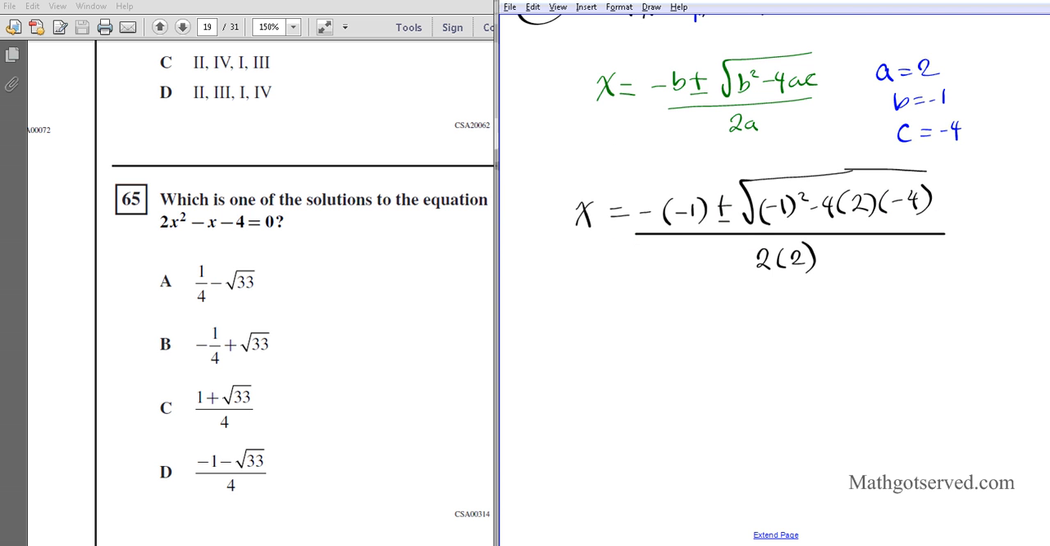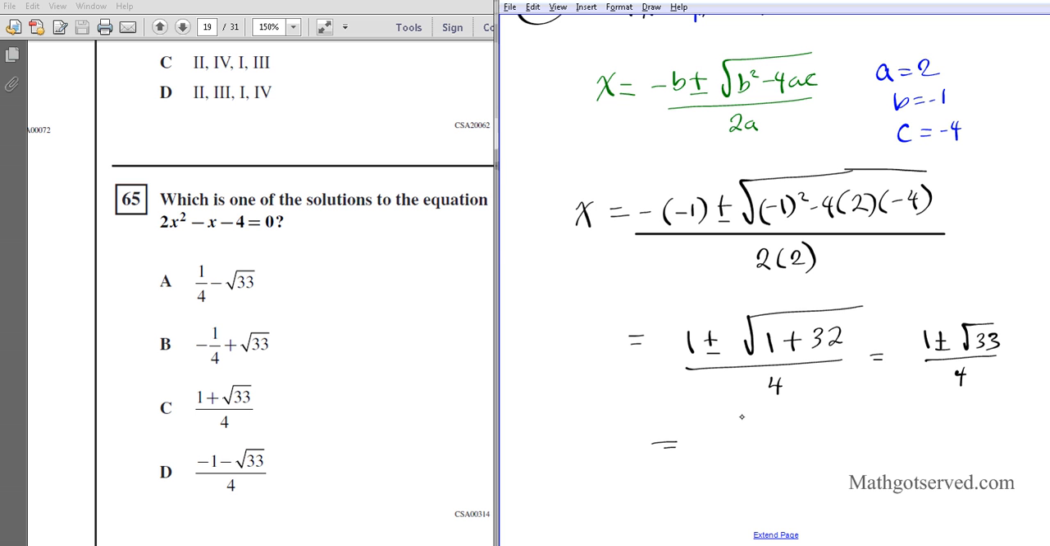All right, and then let's simplify this. We're going to have minus 1 times minus 1 is 1, plus or minus the square root of 1 squared is 1. 4 times 4 is 16, times 2 is 32. Minus times minus is plus. It's 32 over 4. So now that becomes 1 plus or minus the square root of 1 plus 32, which is 33, over 4.